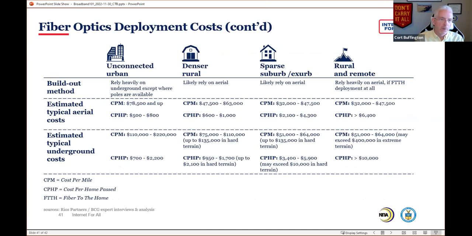A little bit more data where we see common types of buildouts. You'll see here things like where aerial is common. Interestingly enough, we tend to see more underground construction in more densely populated areas. And as you get into sparser areas, it's more likely to be aerial. And of course, with technologies like fiber to the home, or really any technology, as population gets more sparse, the cost per home passed increases as density decreases.